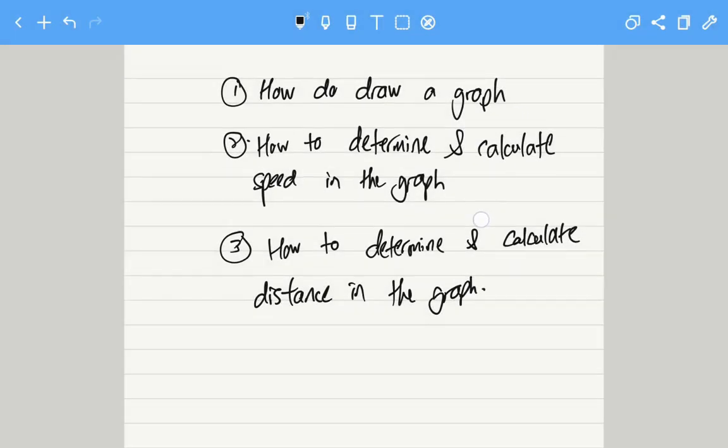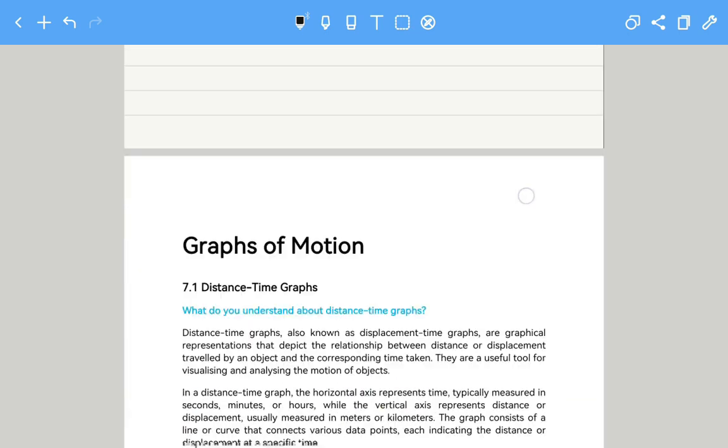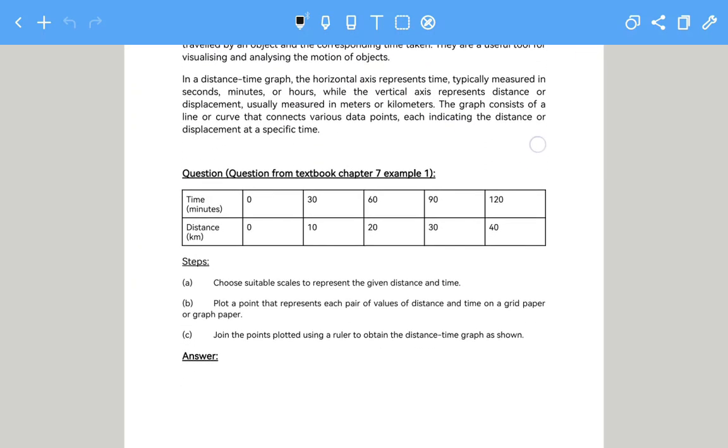Hi guys, in this chapter we will learn how to draw a graph, and how to calculate the speed and the distance in the graph. So firstly we look at this example. The question has given the data. Alright, this is the data given.